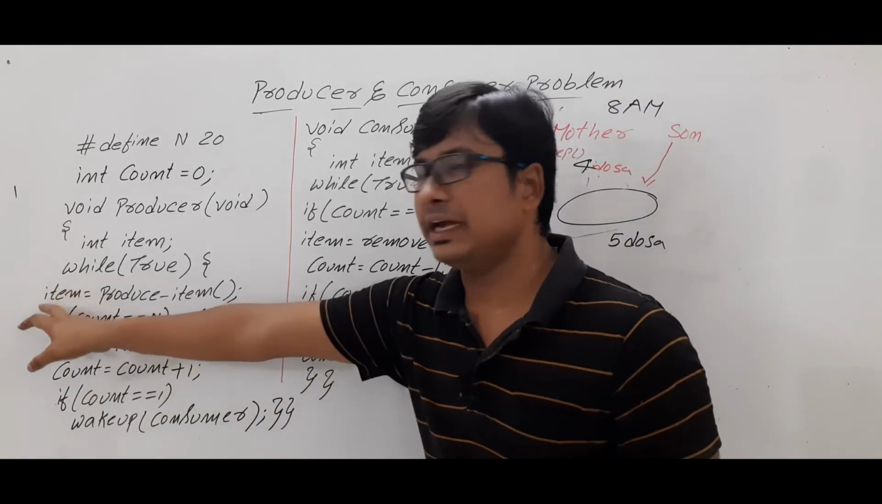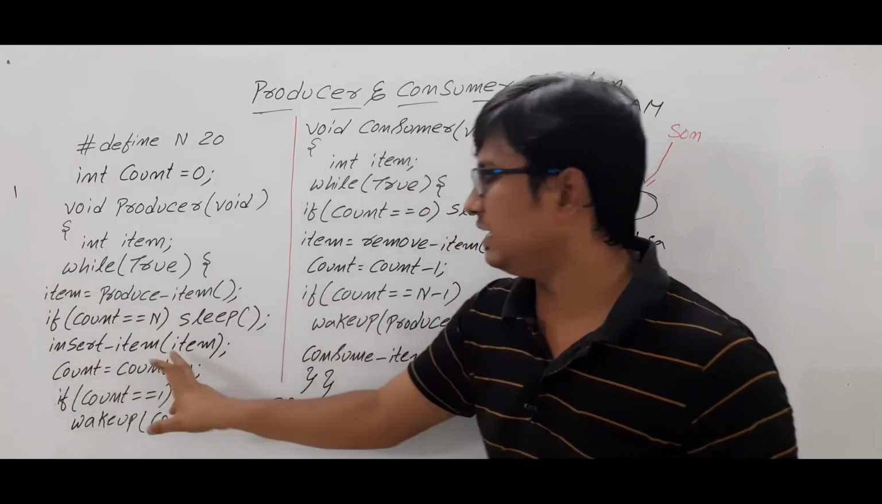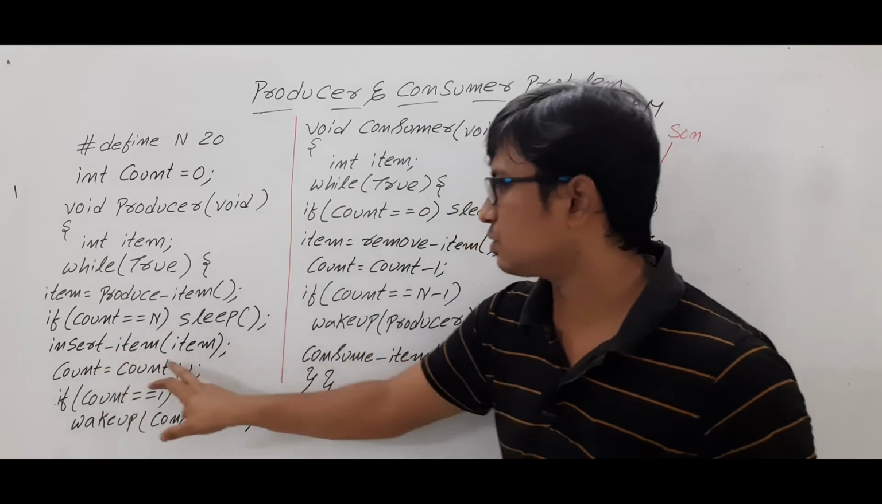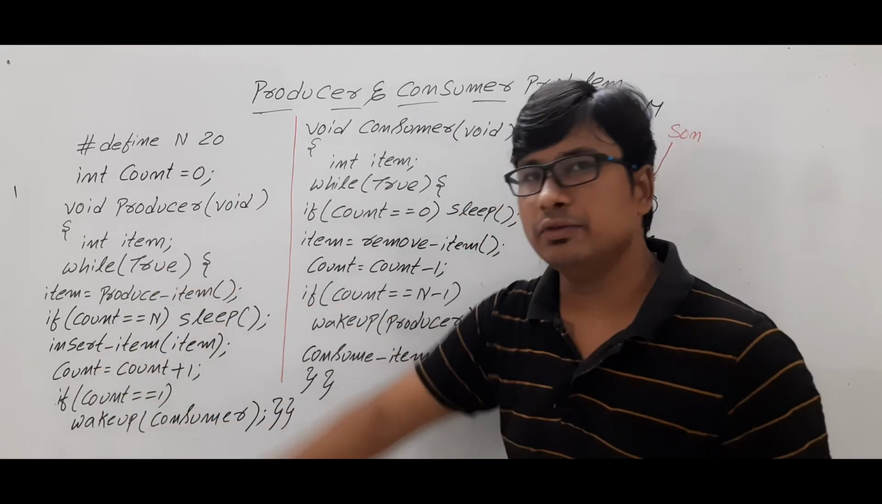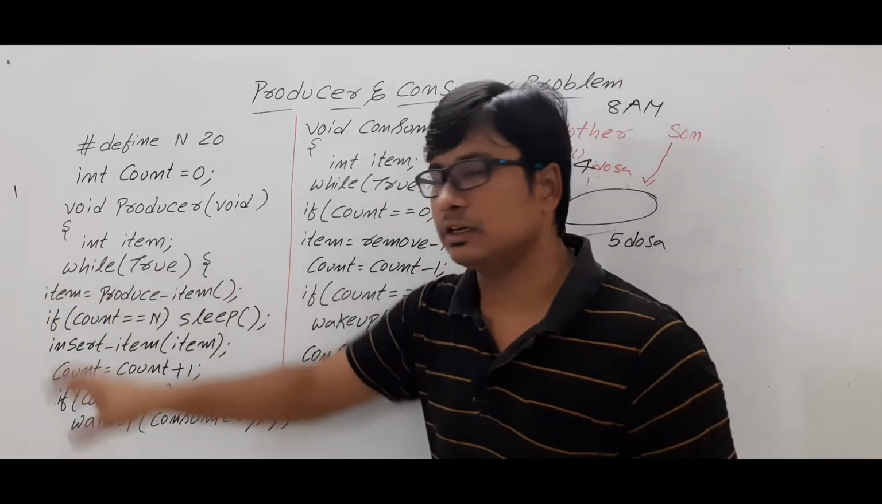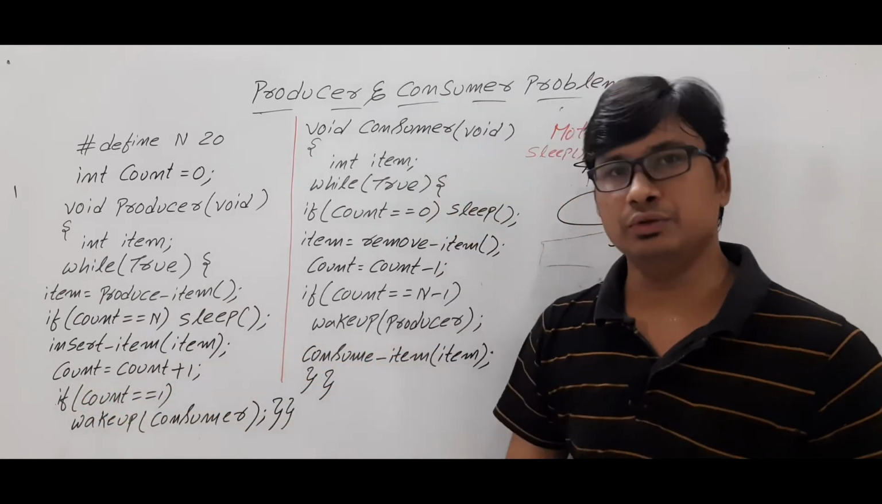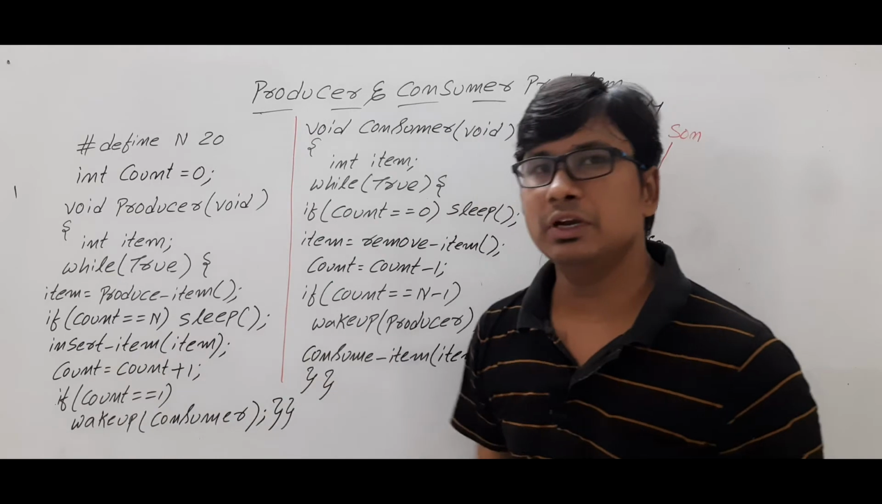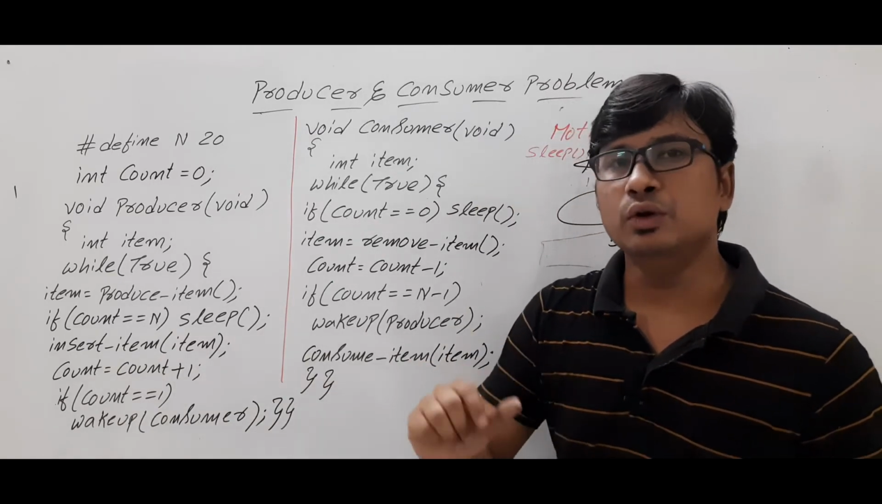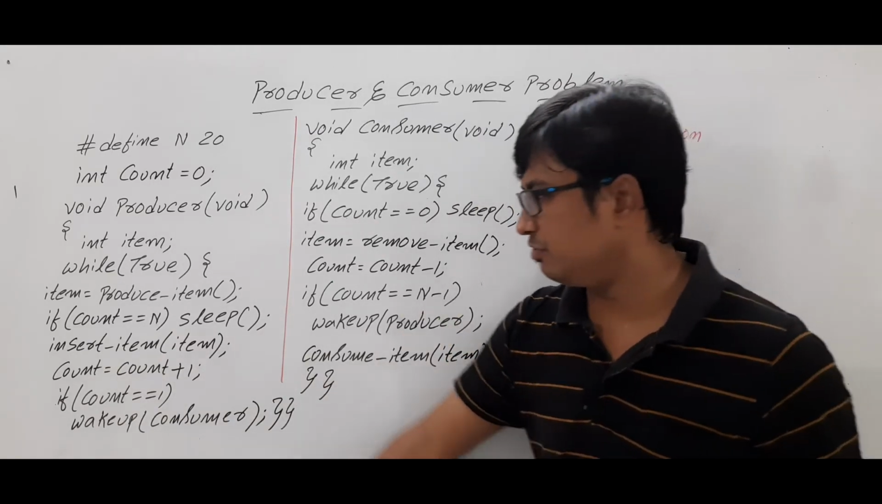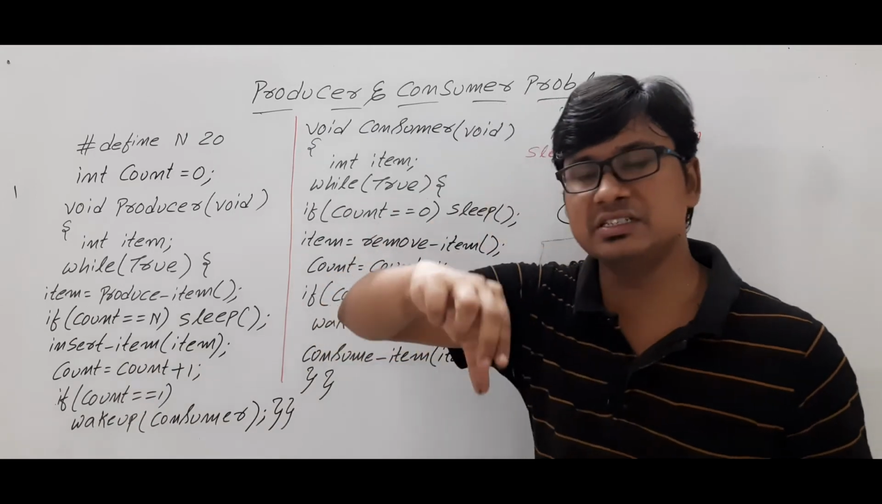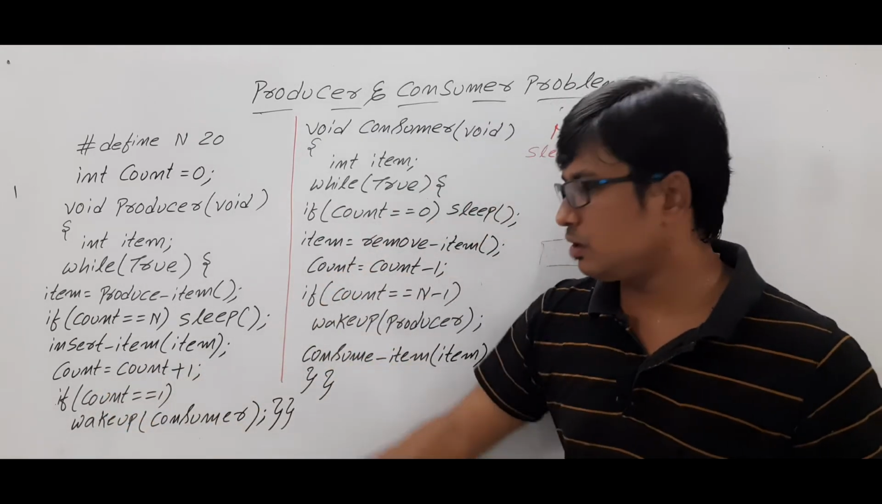Now else, meaning that if this condition is false, if count is not equal to N, then whatever item was produced, he will insert into the buffer, insert_item. So it will insert the particular item in the buffer. Okay, and then he has to increment the count value, because the count variable will be useful for you to know how many items are there in the buffer. So as one item is inserted, he has to increment the count value.